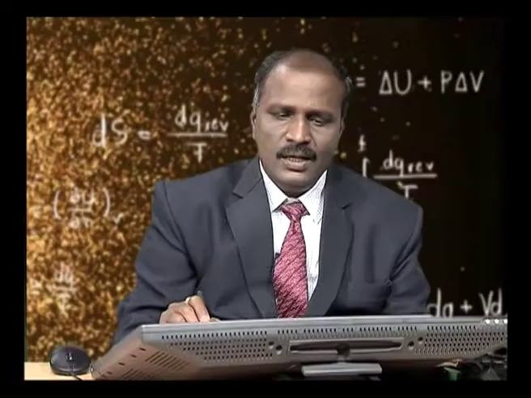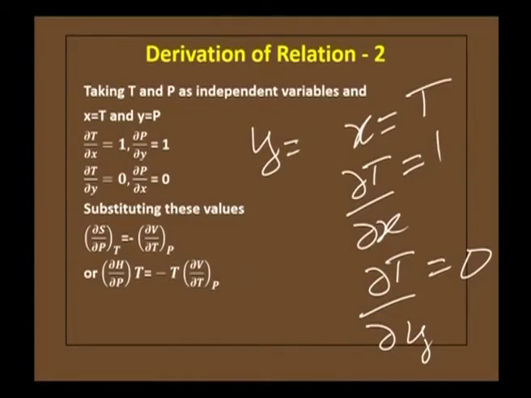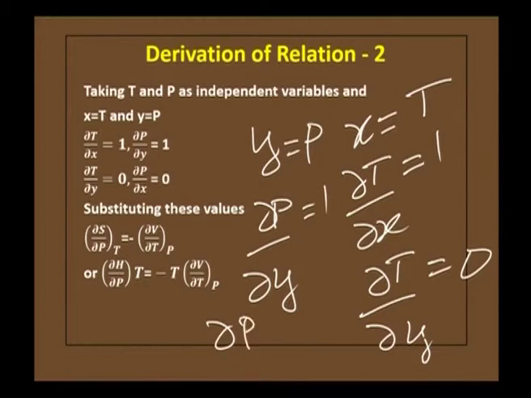Likewise, taking y is equal to p and differentiating with respect to y, therefore, ∂p/∂y is equal to 1, and similarly ∂p/∂x is equal to 0. So, substituting these values, ∂t/∂x is equal to 1, ∂t/∂y is equal to 0, ∂p/∂y is equal to 1 and ∂p/∂x is equal to 0.